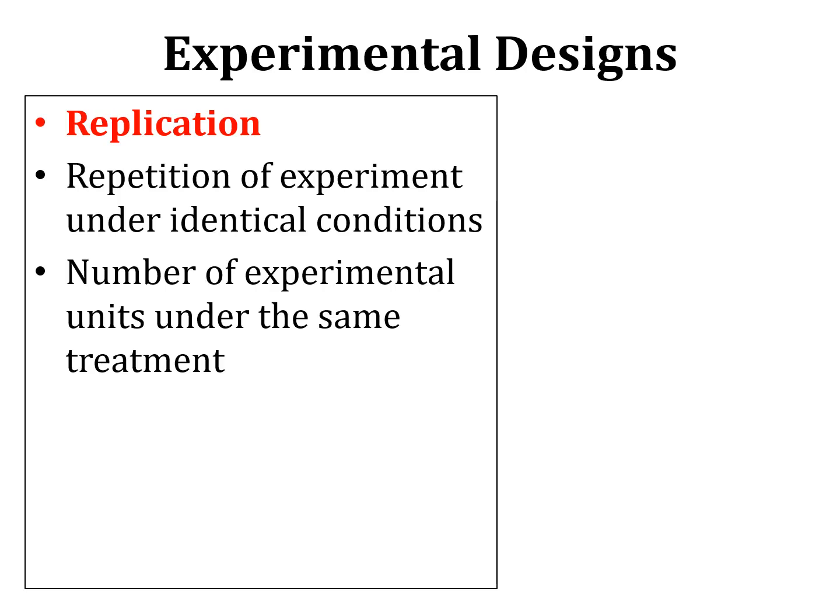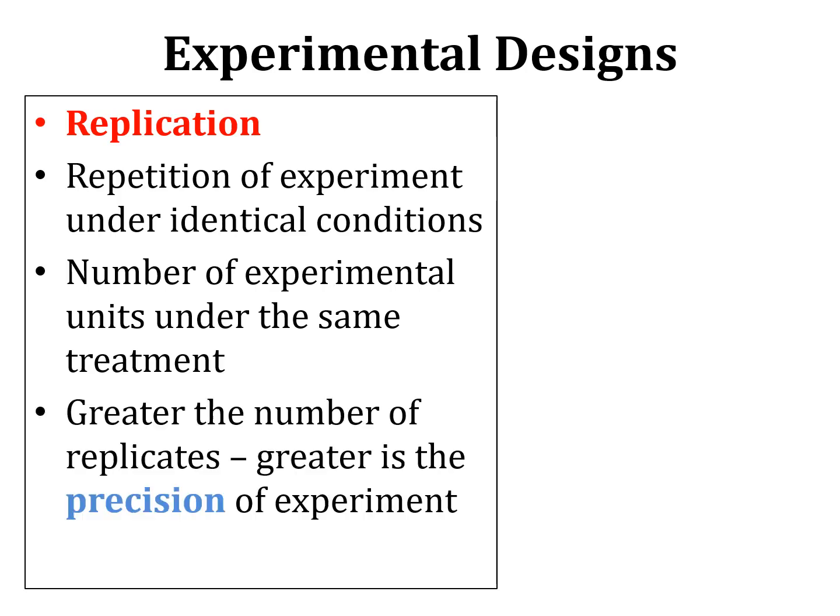So there should be replication in your treatments, and the greater the number of replicates, the greater is the precision of the experiment, right? Because your treatment is not the only source of variation that you have in your experiment. As we saw, there are different sources of variation that are largely uncontrolled, and they result in experimental error.